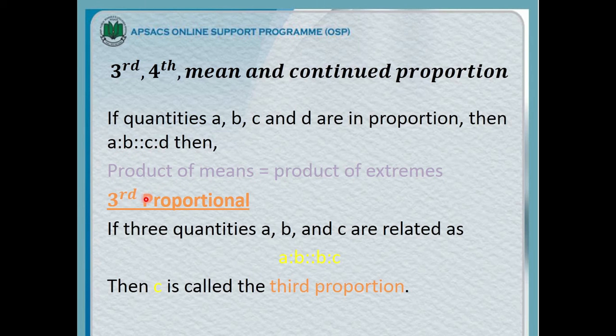Let's discuss third proportional. If three quantities A, B and C are related as A ratio B proportion B ratio C, then C is known as the third proportional.